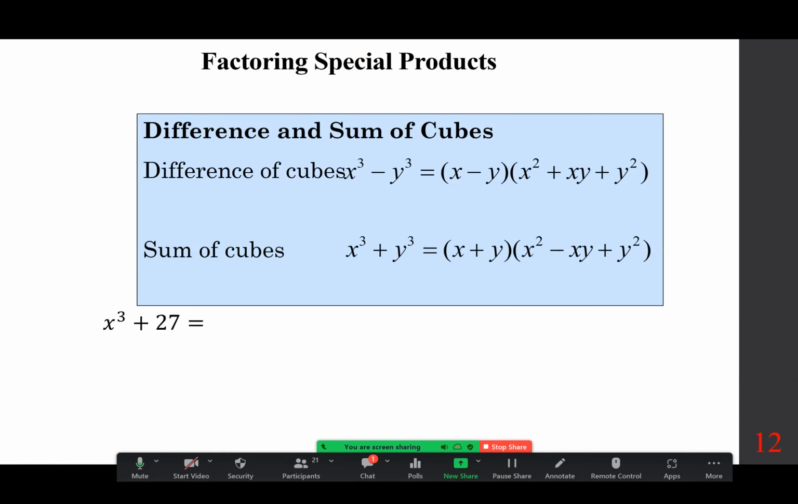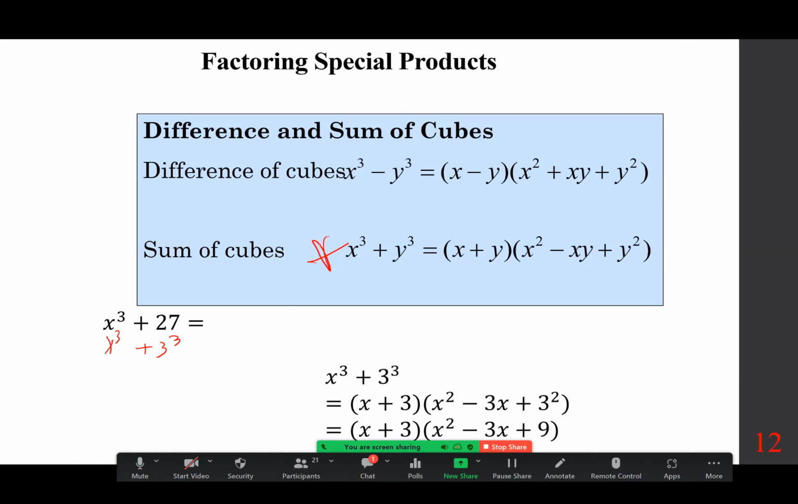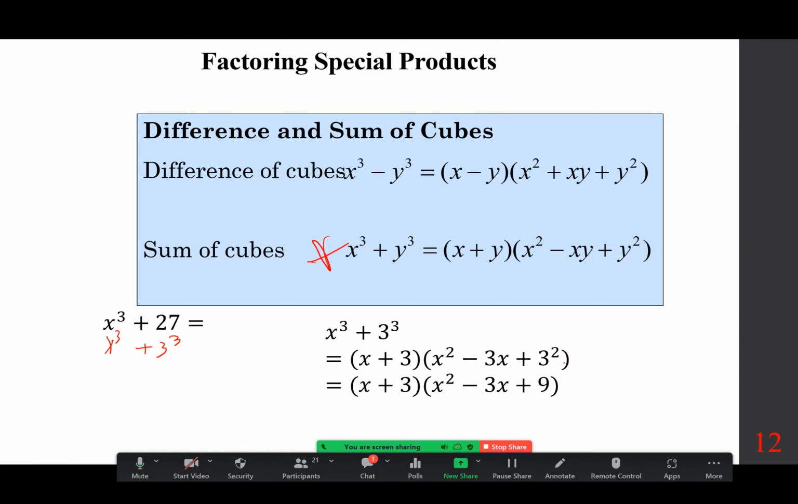So if we have this one, we notice it is x cubed plus 3q. This is the pattern. So replace the x with x and y with 3. When you do that, pay attention that this would be your final answer. Okay, I hope it's pretty straightforward.